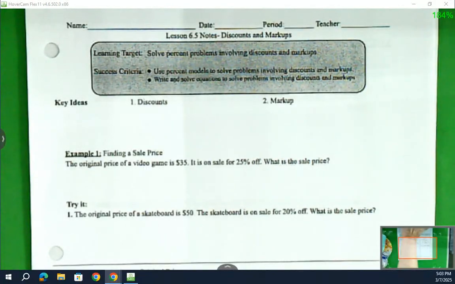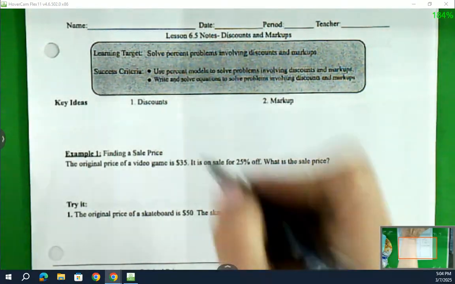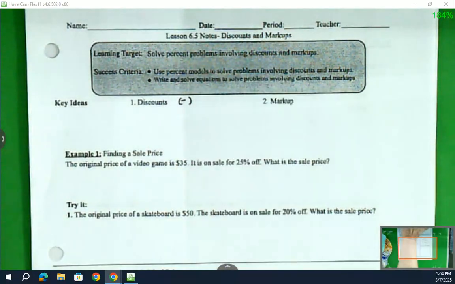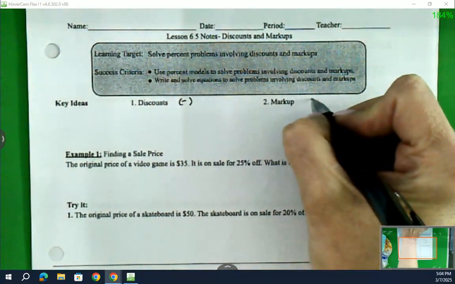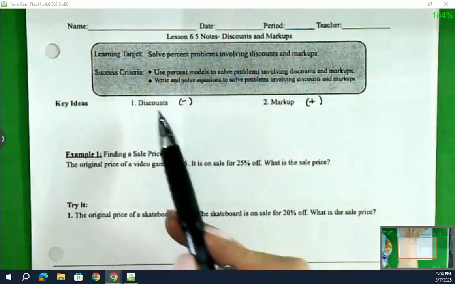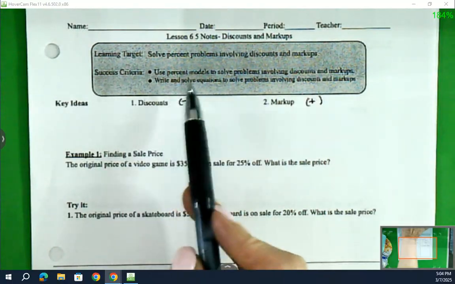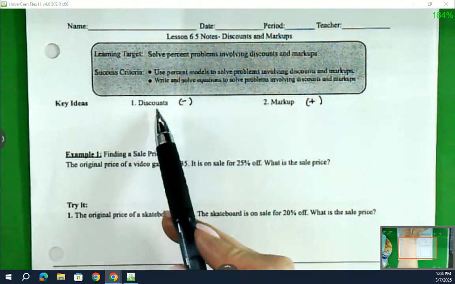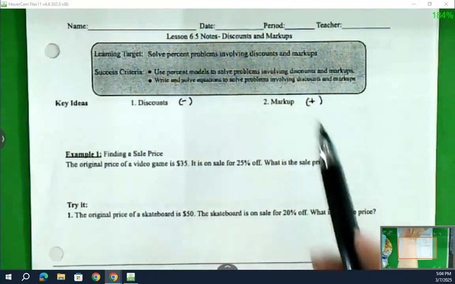Okay, this is lesson 6.5, notes on discounts and markups. Some key ideas here about discounts is that a discount is a decrease in money, whereas a markup is an increase in the price. And usually we're talking about percents again with percent problems. So percent decrease versus percent increase.